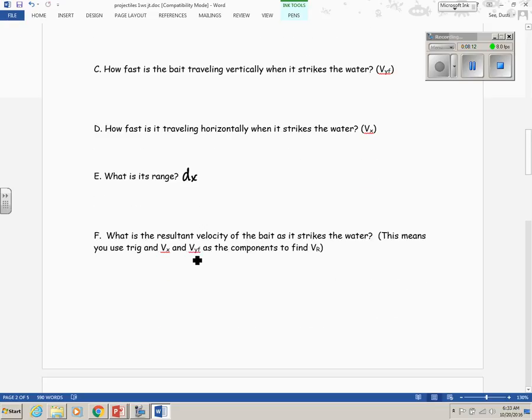And then resultant, remember, you're going to use an x value and a y value, and you're going to find your vr, so you really are finding the hypotenuse, and you're needing to find the theta as well. Okay, so you're finding vr and theta.